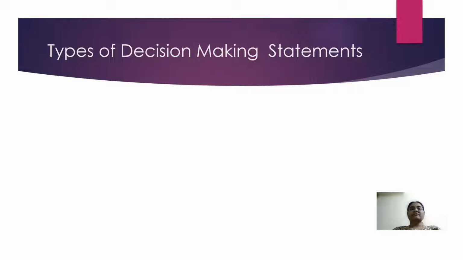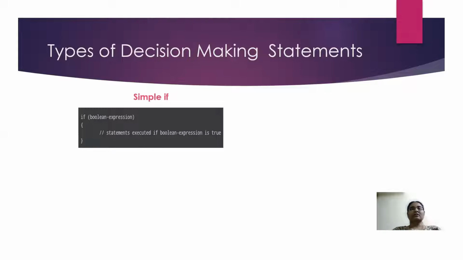So let us see what the types of decision making statements are. The very simple decision making statement is simple if, which is used for checking only one condition. If you want to check one condition, and that condition evaluates to true, you can write the set of statements to be executed based on the condition.